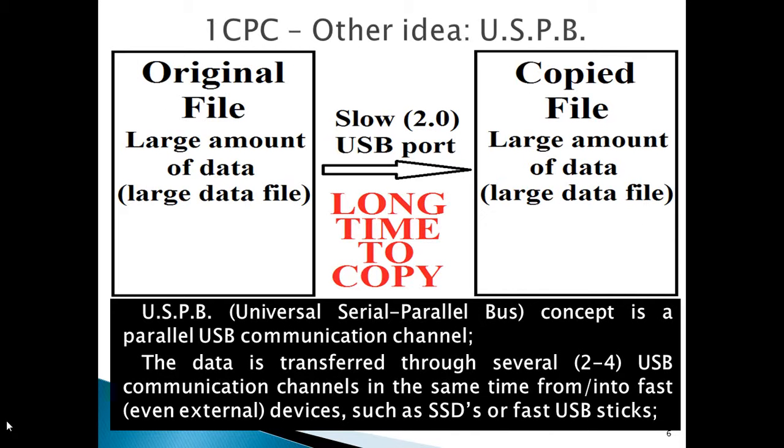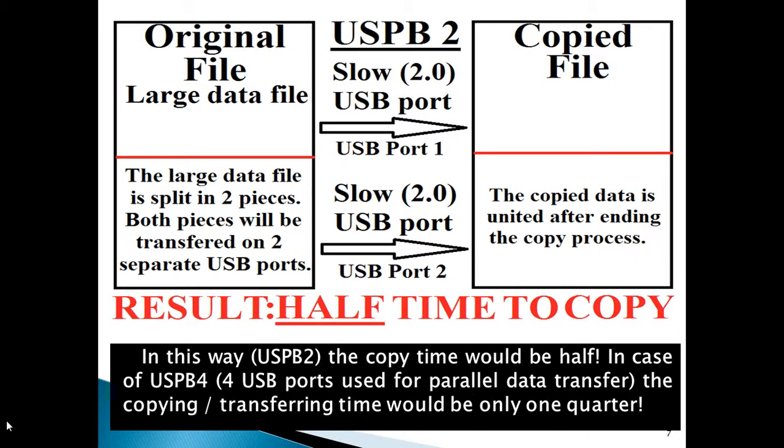1CPC, other idea, the USPB. USPB, Universal Serial Parallel Bus, concept is a parallel USB communication channel. The data is transferred through several, 2 to 4, USB communication channels at the same time from or into fast, even external devices, such as SSDs or fast USB sticks. In this way, with USPB2, the copy time would be half. In case of USPB4, with 4 USB ports used for parallel data transfer, the copying or transferring time would be only 1/4.